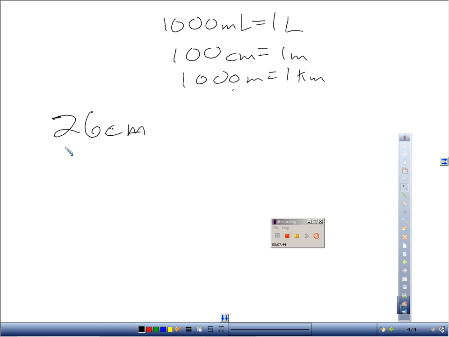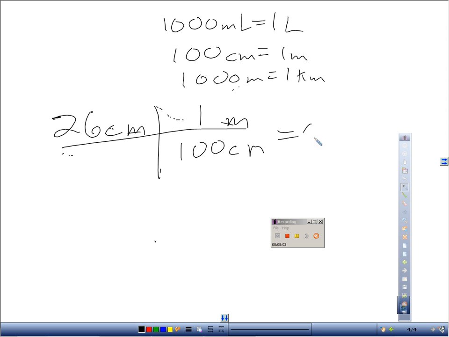Yeah, lovely noises, isn't it? 26 centimeters. So you want to convert this into meters. So what you do is you just divide by 100 centimeters into 1 meter. That's it. Same thing, and then the answer would be 0.26 centimeters. I'm sorry, meters.